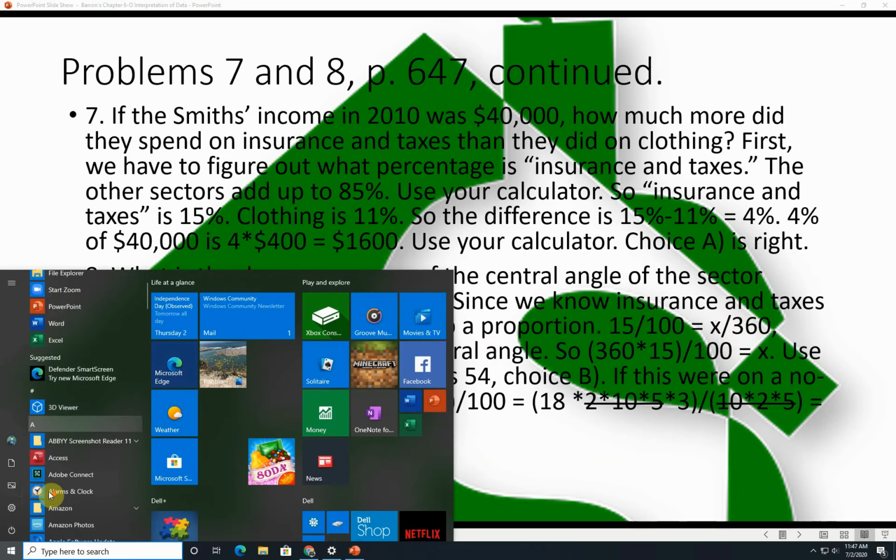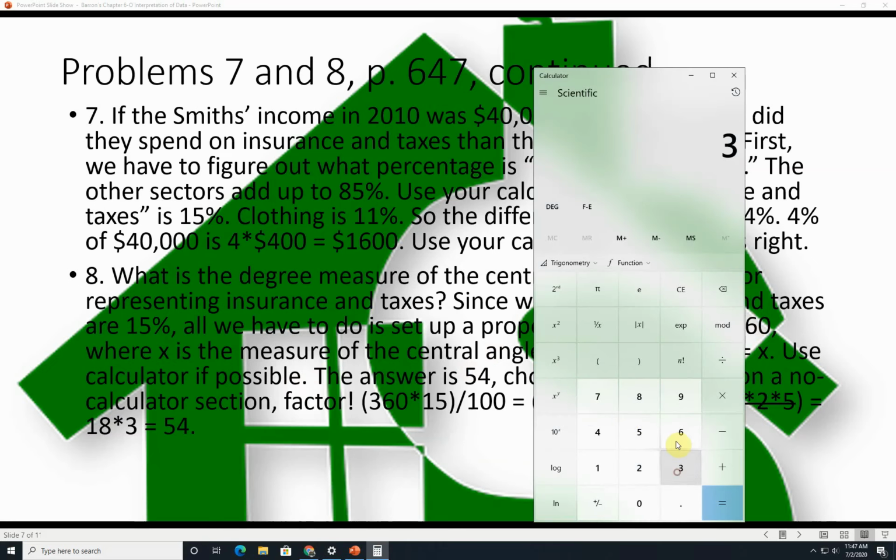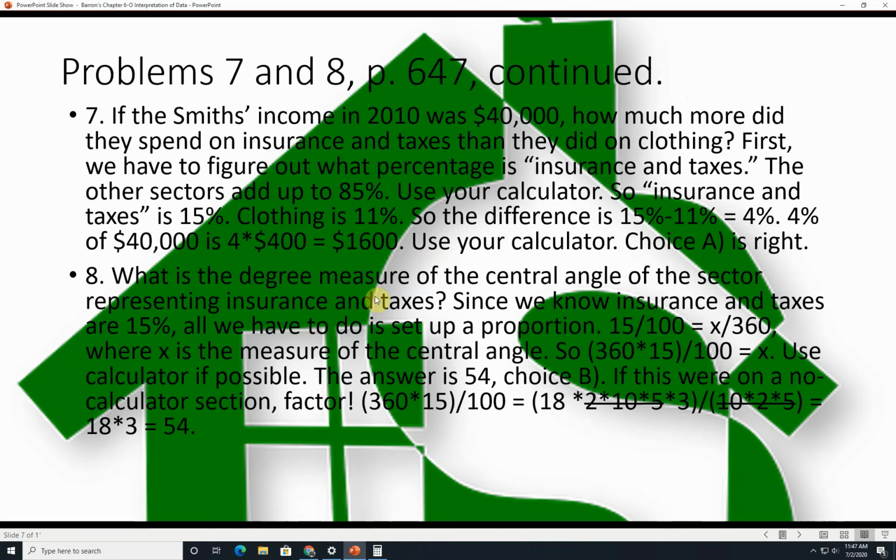So what I'm going to do here is just use my calculator. So boom, 360 times 15 is 5,400, and then I'm just going to divide that by 100. Voila, 54. Okay, let's say by some stroke of bad luck or SAT treachery, they put this on the no calculator section. Then you're just going to have to factor.